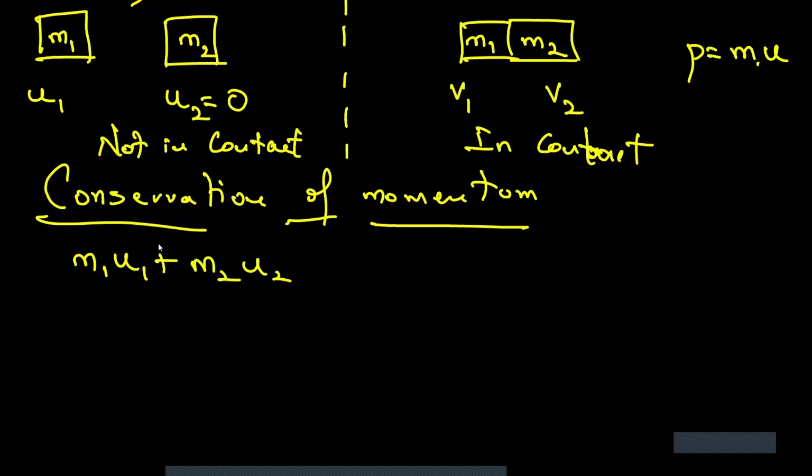Conservation always will have an equal to. Same thing, whatever I did for the left-hand side, I'll do the same for the RHS, where the in contact case was there. What's the main change?